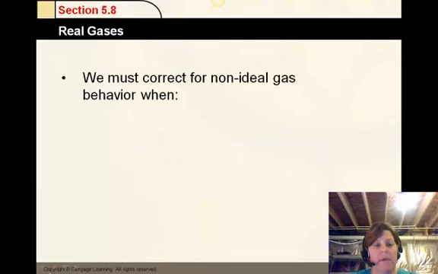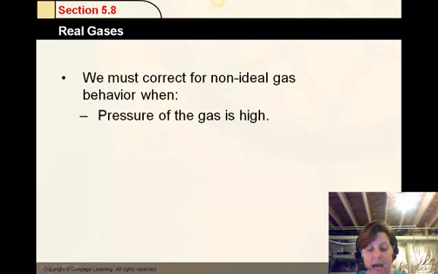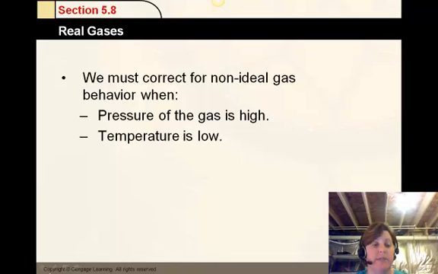We must correct for non-ideal gas behavior when the pressure of the gas is high and the temperature is low. So ideal gases, that's the vast majority of what we're dealing with, but sometimes we're talking about real gases, ones that might deviate from ideal behavior. So what are those conditions?